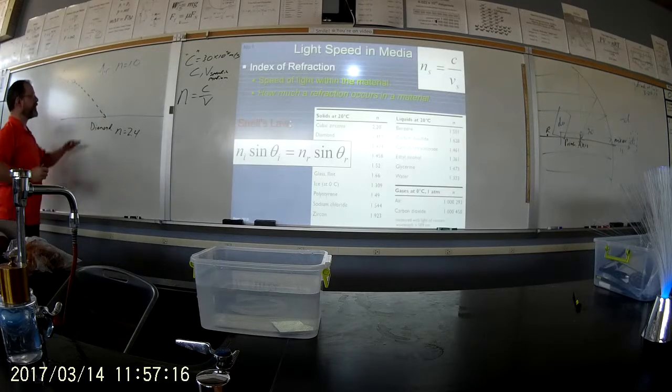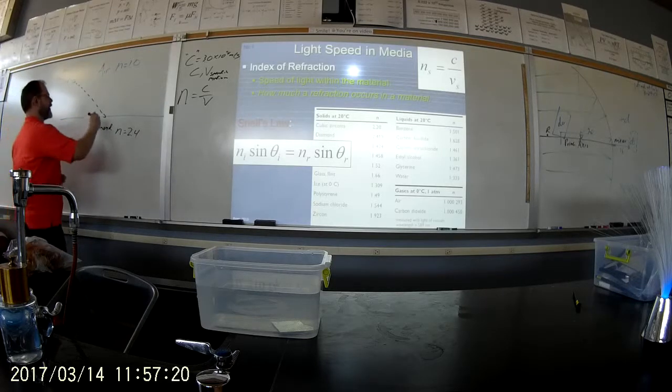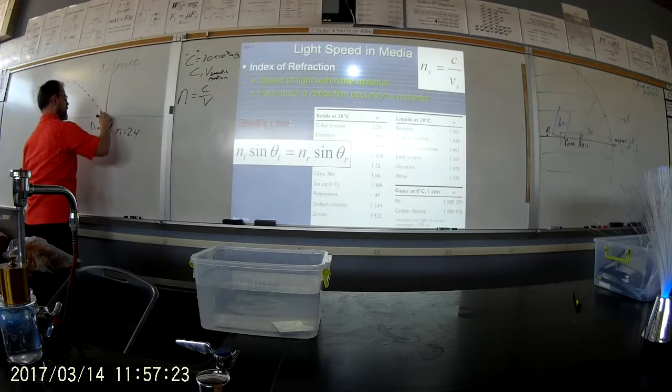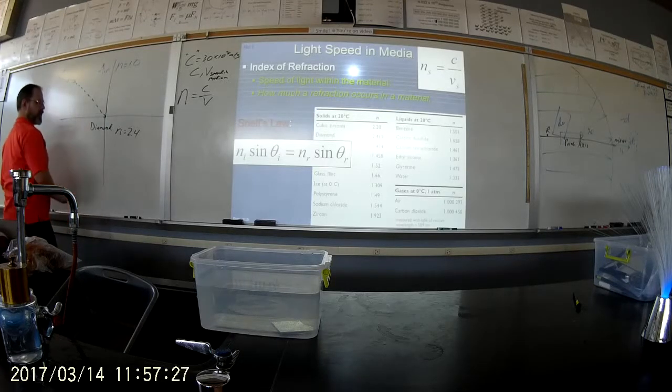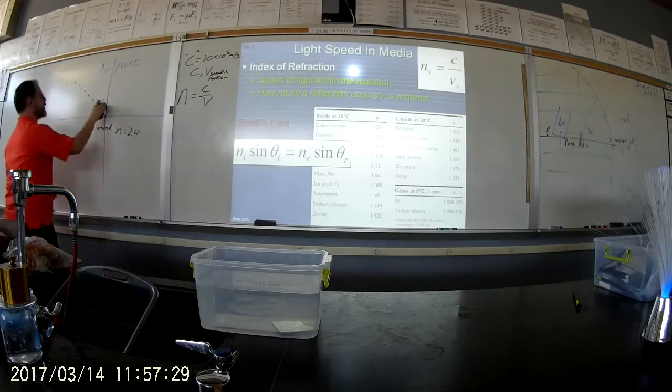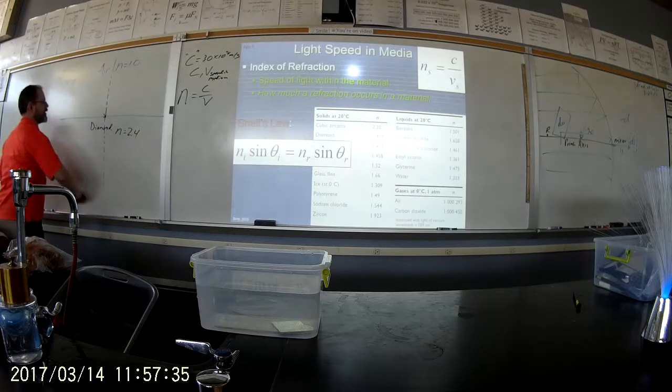So, light comes in. Bam! Hits there. This is the boundary. Where's the normal? Straight up and down. Okay. There's the normal. Can't believe I made the normal. The normal should be a dashed line. The light should be a solid line. There we go. Let's make this a solid line. Here comes the light.